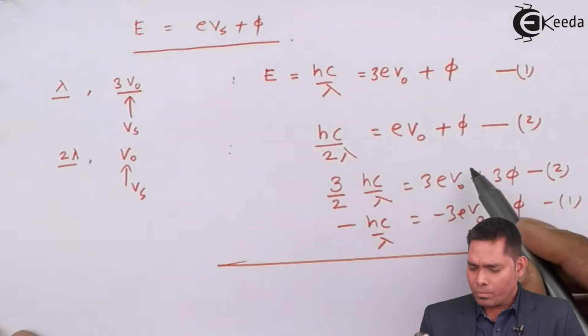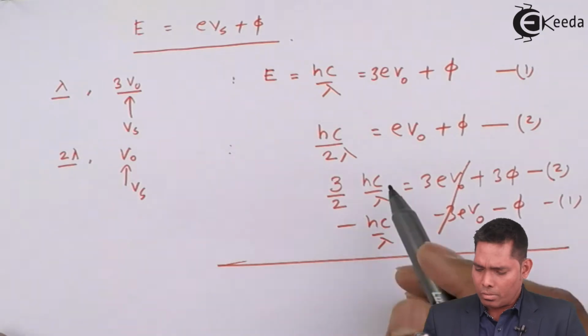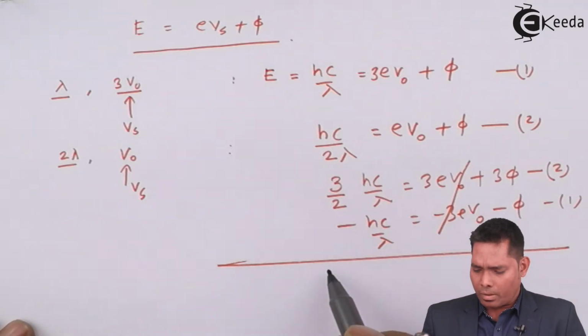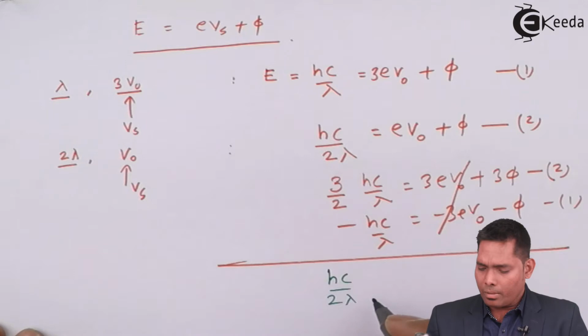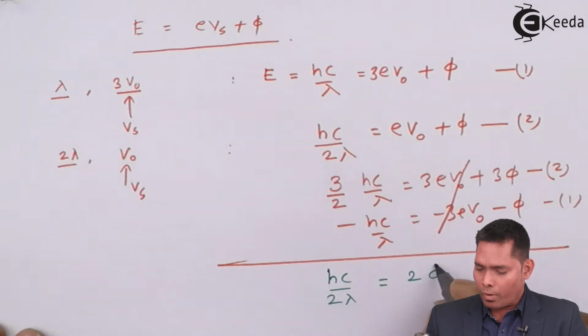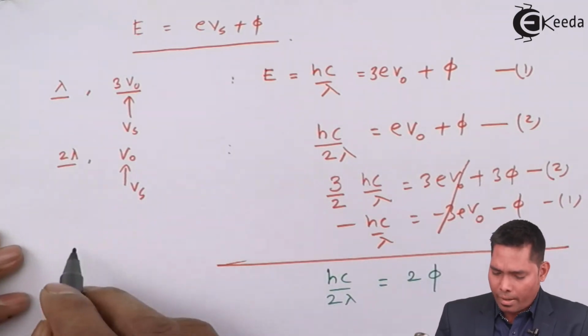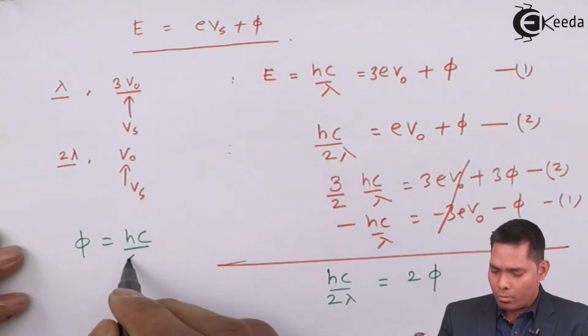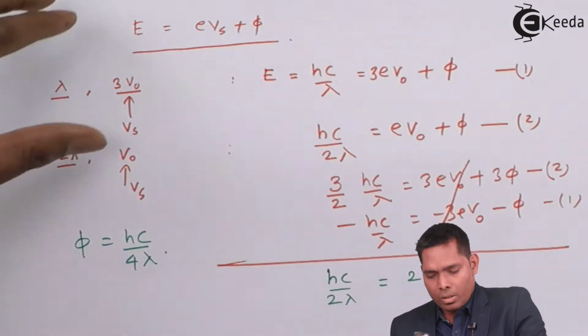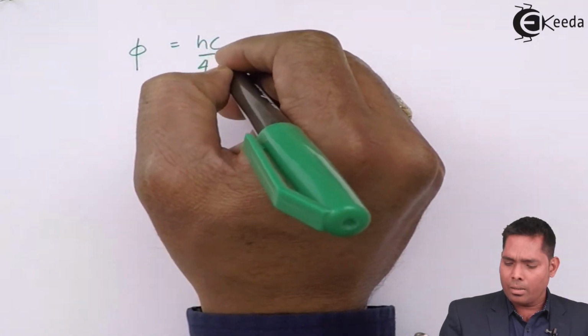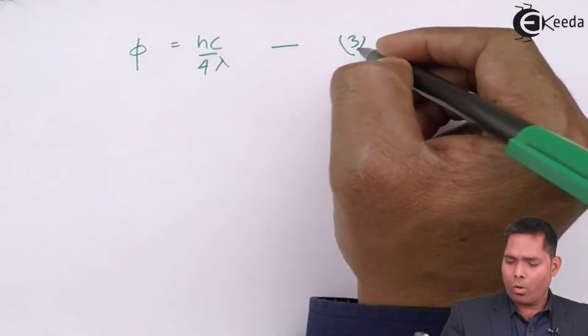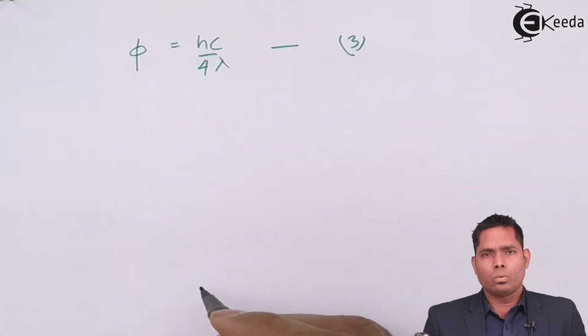Adding these two equations, this will cancel out, and this will become 3 by 2 minus 1. 3 over 2 minus 1 is half. So this is hc over 2 lambda becoming 2 of phi. So phi is hc over 4 lambda. Now I have the value of phi, which is hc over 4 lambda. This is the equation I am getting from 1 and 2.